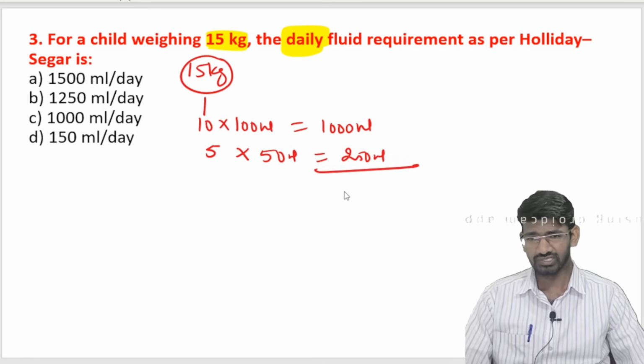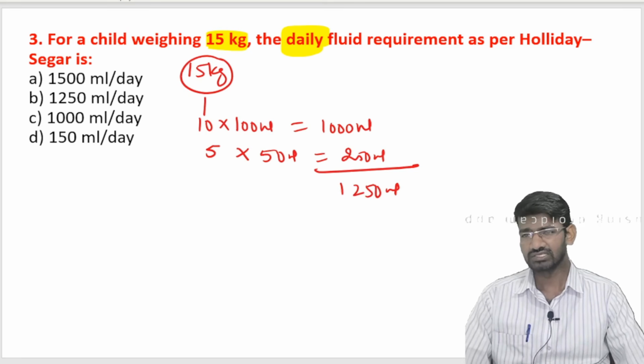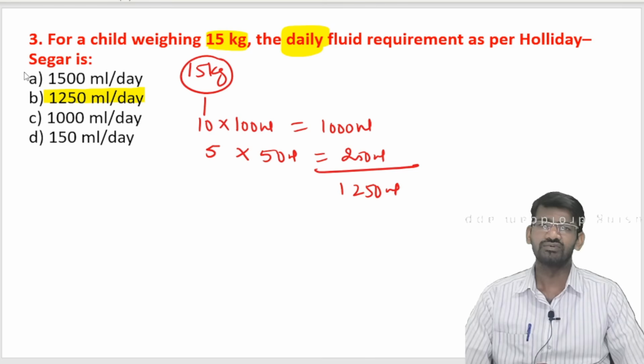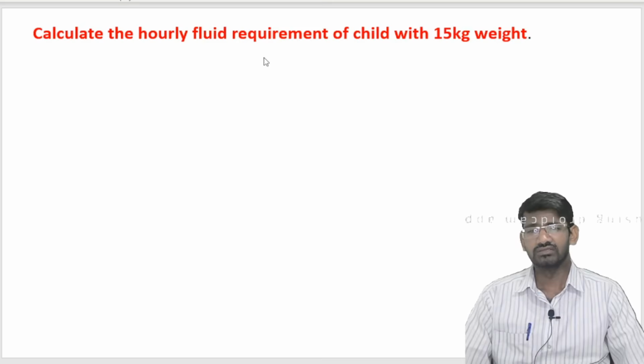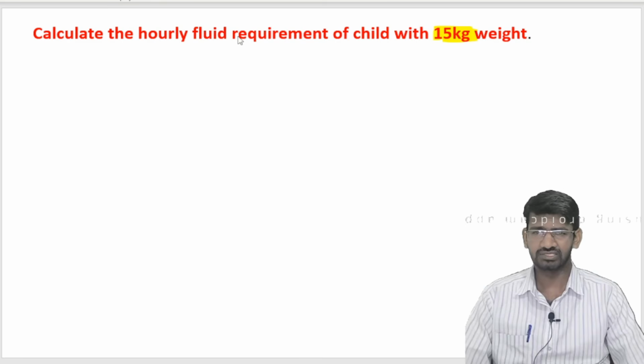So the total is 1250 ml. The answer here is option B, 1250 ml. This is for the daily requirement. We have another example here. A child with the same weight, but they are asking for the hourly calculation. So again remember 4, 2, 1.